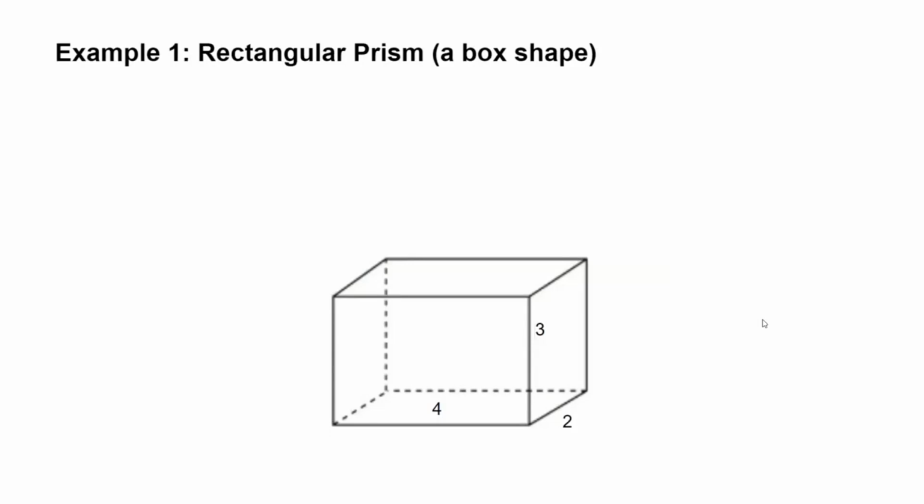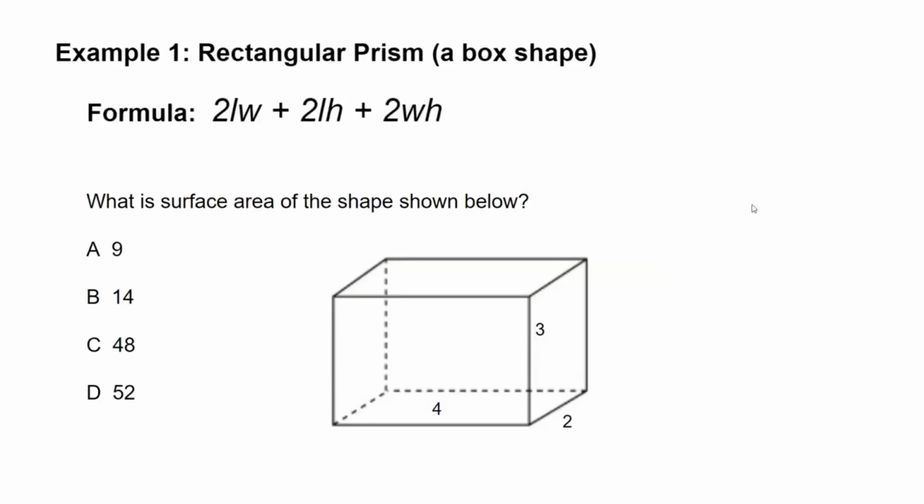Here's our first, a rectangular prism. There's the formula, and we're being asked to find the surface area of that box. Notice this formula, as I said, is a little bit more complicated. 2 times the length times the width plus 2 times the length times the height plus 2 times the width times the height. Why is this formula so complicated?